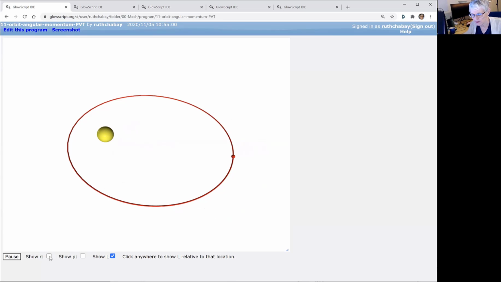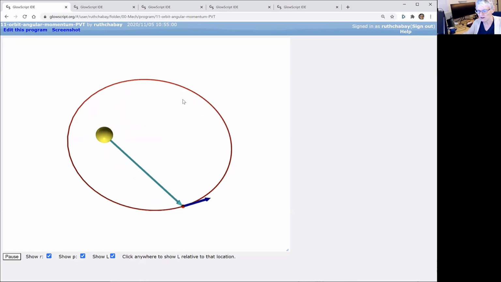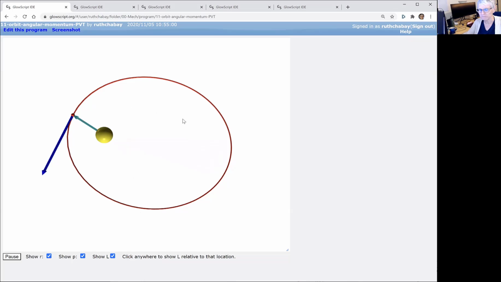And so here the magnitude of R is changing, and the magnitude of momentum is changing, and the angle between them is changing. And yet, as the magnitude of P gets smaller, the magnitude of R gets larger. And it seems possible that even in this orbit, the product of the magnitude of R times the magnitude of the momentum times the sine of the angle between them would be a quantity that we can use.